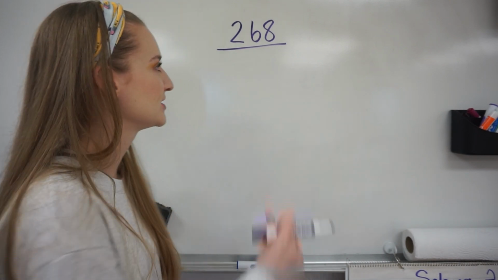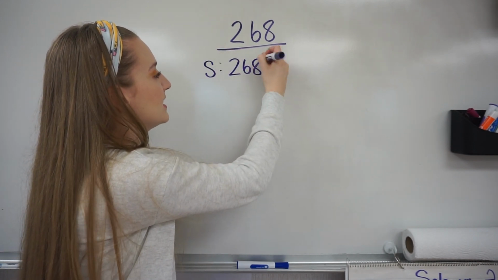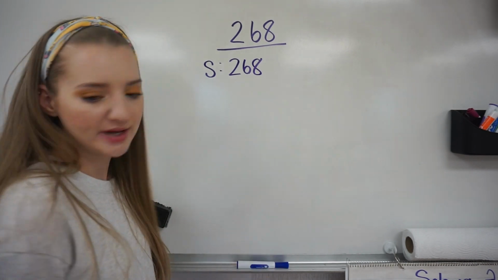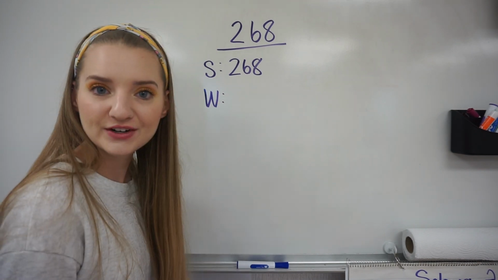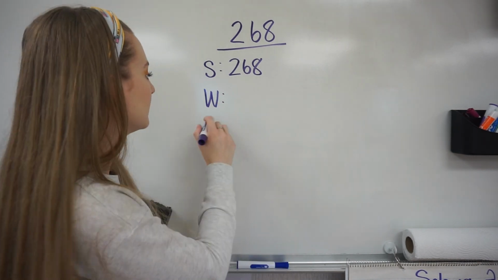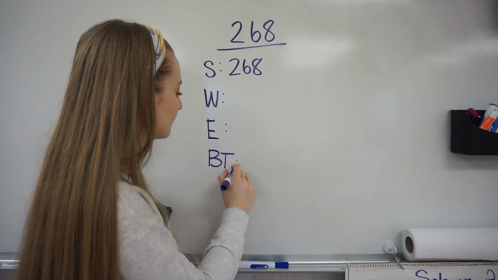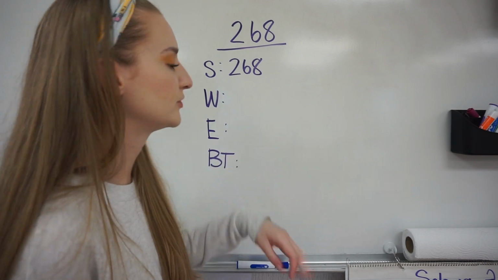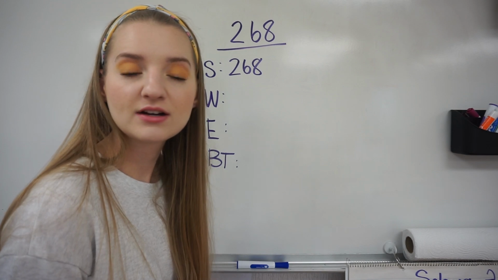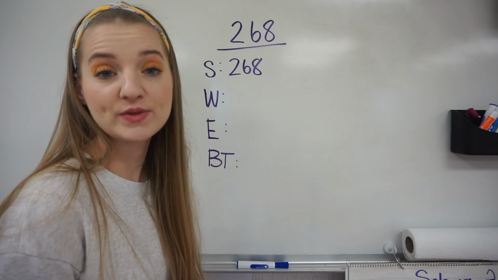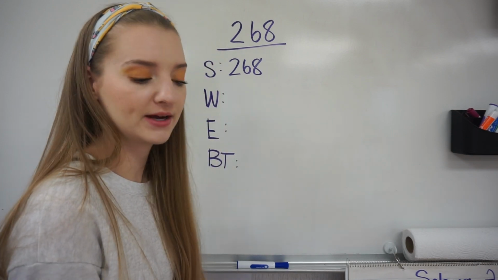That is what we are used to. So standard would be 268. Perfect. What about, let's see, what do I have next? Word. I want to make sure I do it in the same order that it's on your sheet. Expanded and base 10. Okay. Word form. The words, exactly. And you have that chart in your notebook that is going to help you with the spelling. So flip through your notebook, and I'm going to write it as you do, okay?